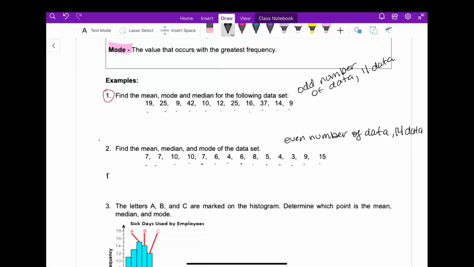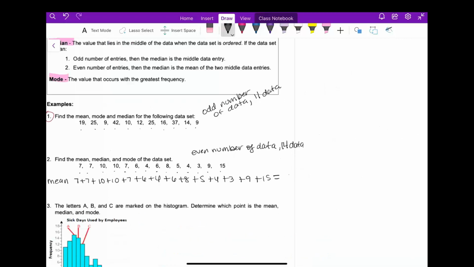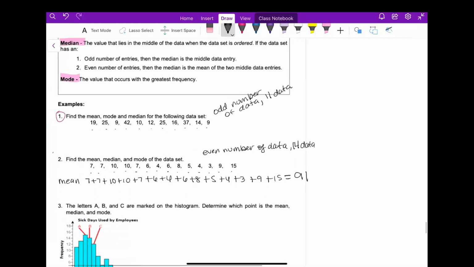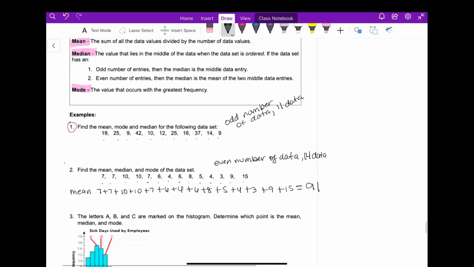Let's get started with mean. We find the mean by adding all of these values. So we are going to add 7 plus 10. So I'm going to use my calculator, and our answer is 91. So for the mean, I had to add, and it gives you instructions up here. It's the sum of all the data values divided by the number of data values.